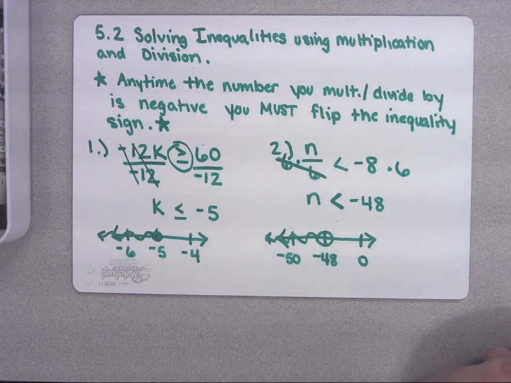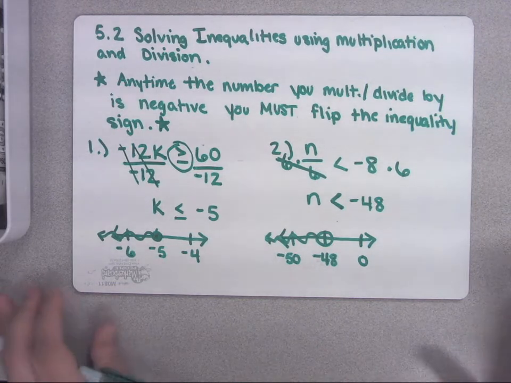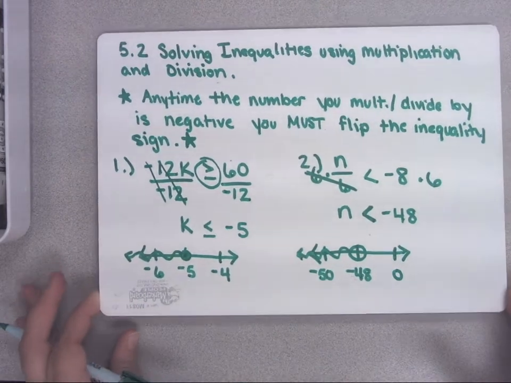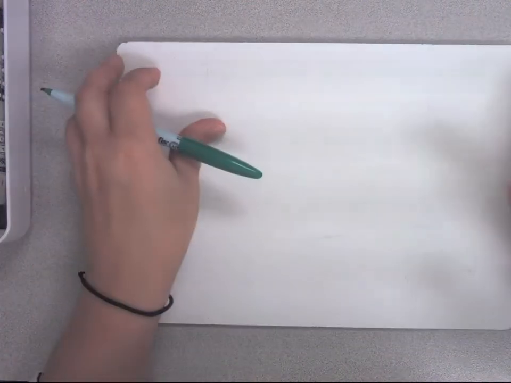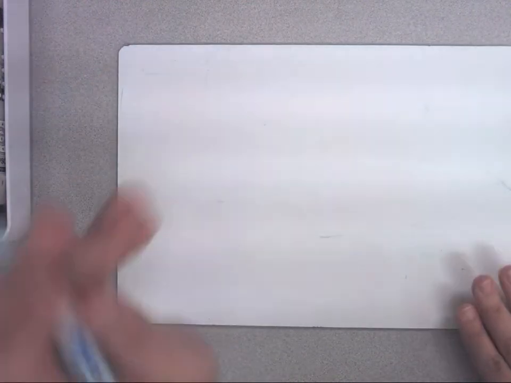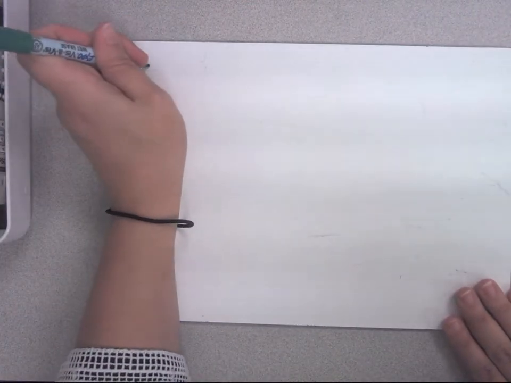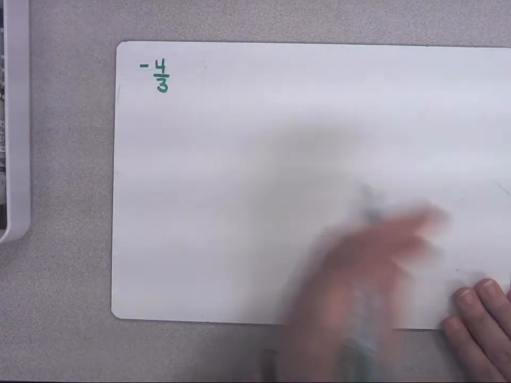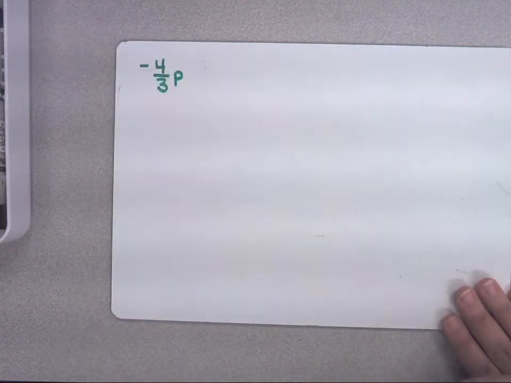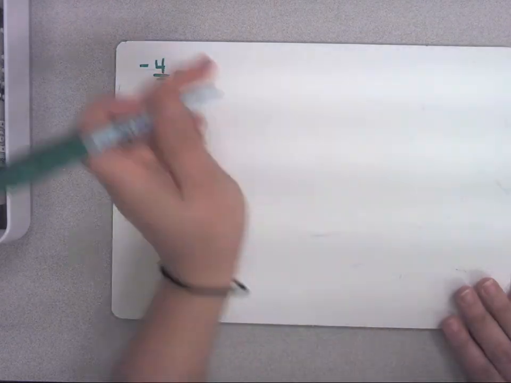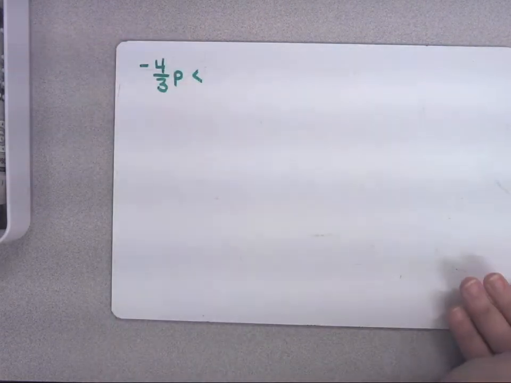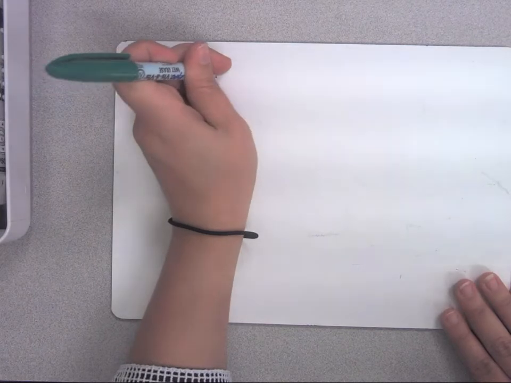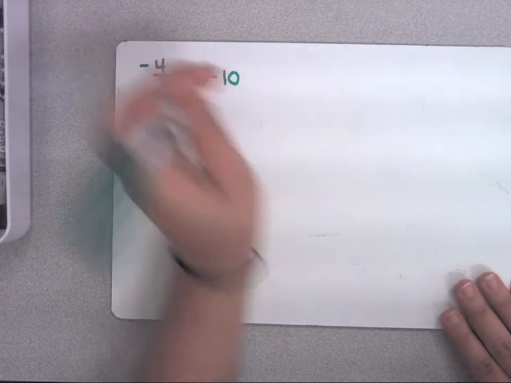Ready for something a little harder. Okay. What about this guy? Negative 4/3 times P is less than negative 10.